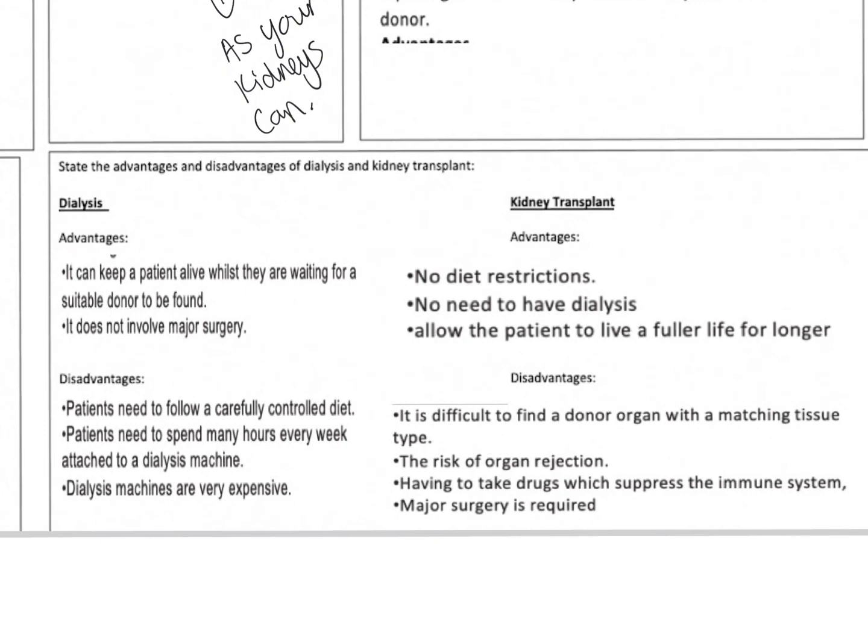You then need to be able to talk about the advantages and disadvantages of dialysis and the advantages and disadvantages of a kidney transplant. Advantages of dialysis: it keeps you alive while you're waiting for a suitable donor and does not involve major surgery. Disadvantages: you need a strict diet, so many hours a week on a dialysis machine, and it's very expensive. Kidney transplant then: no diet restrictions, no need for dialysis, allows patients to live a long, full life. But it's difficult to find a donor, there's a risk of infection, you have to take drugs called immunosuppressants, and it requires major surgery.